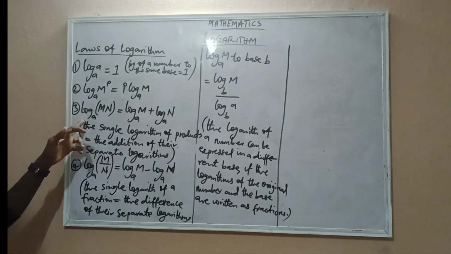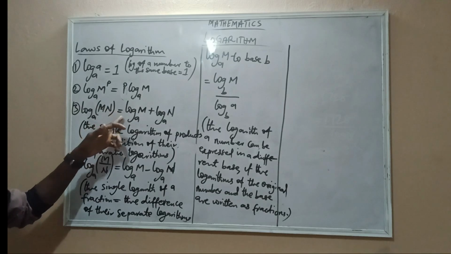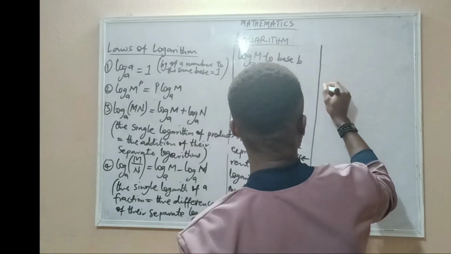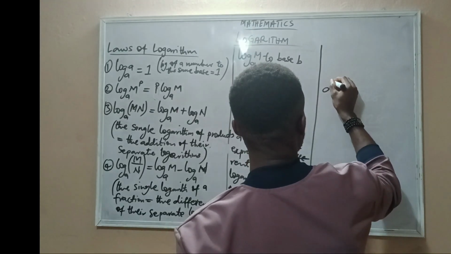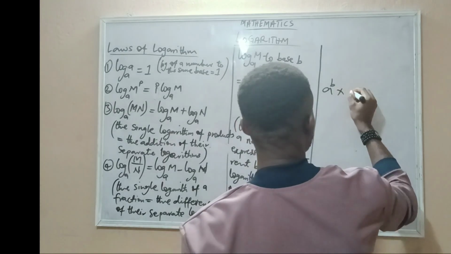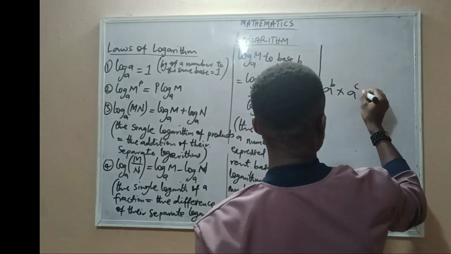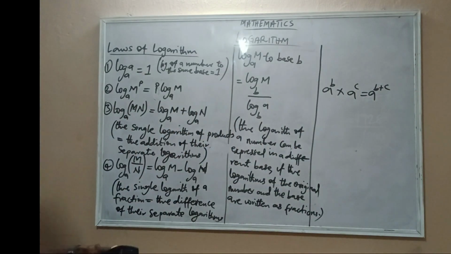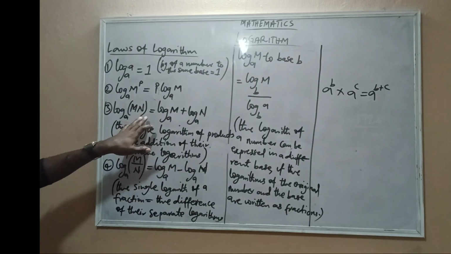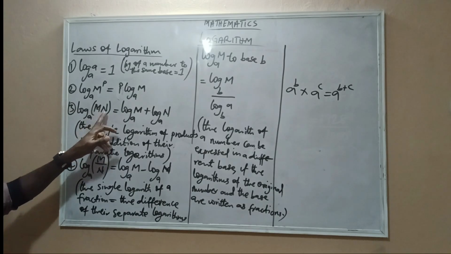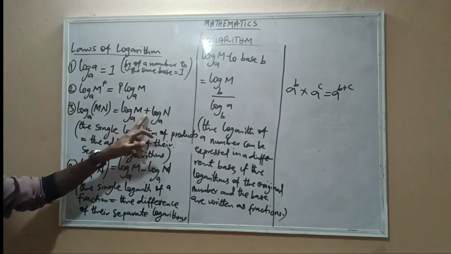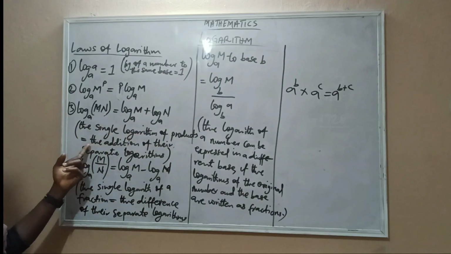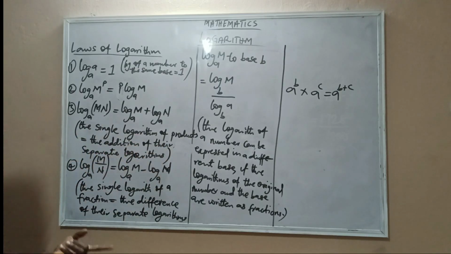Now the third one says log to the base a of m times n equals log to the base a of m plus log to the base a of n. Remember when we did the laws of indices, that a to the power b multiplied by a to the power c is equal to a to the power of b plus c. That is what this is talking about. That's the single logarithm of products equals the addition of their separate logarithms.